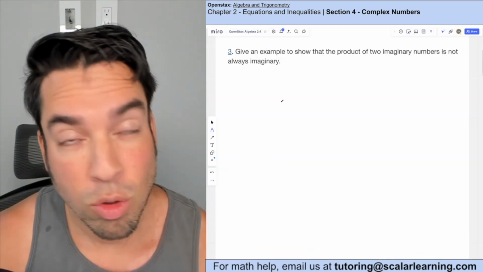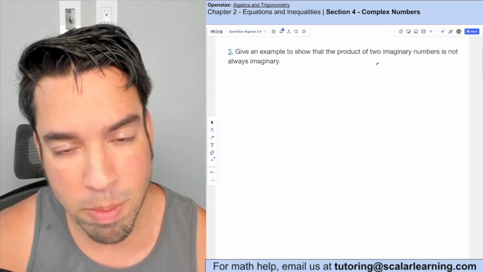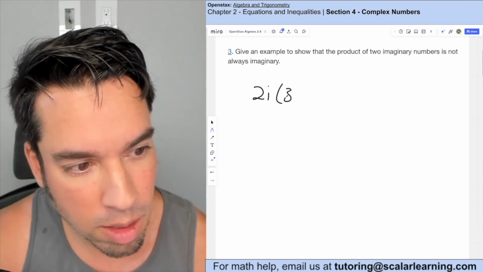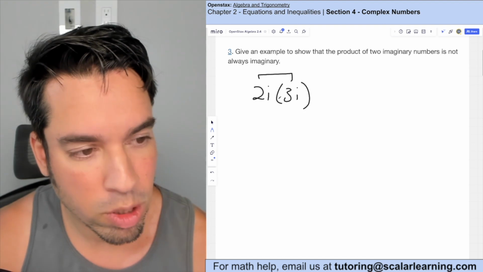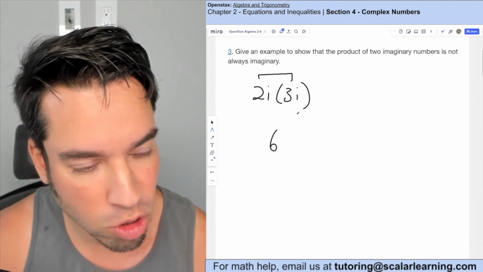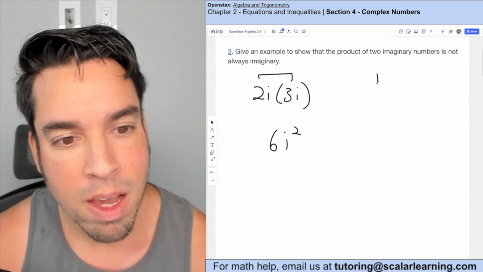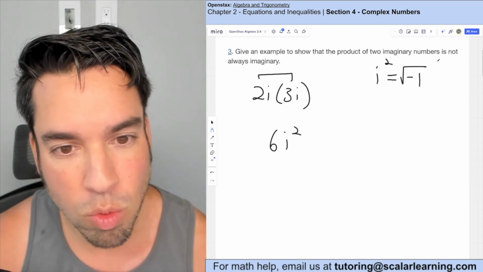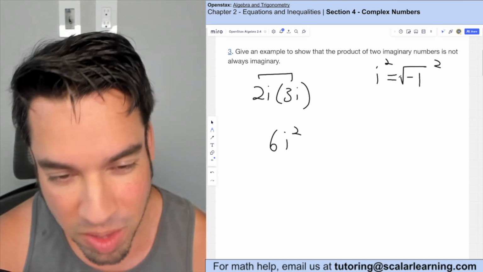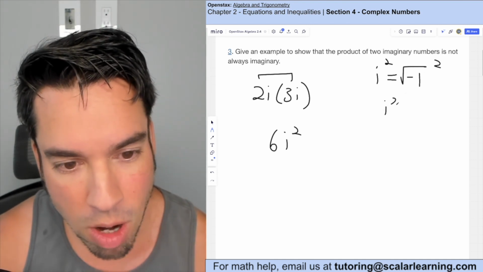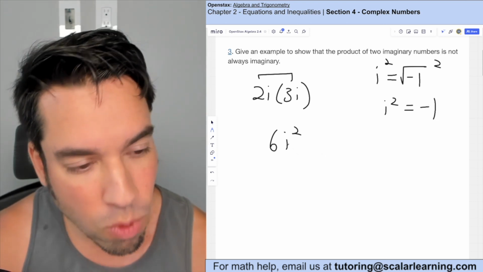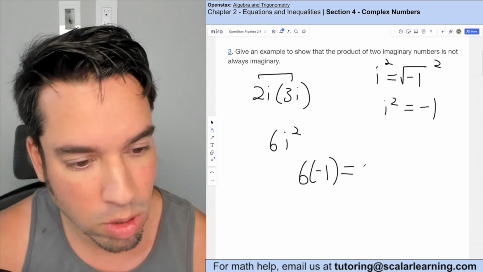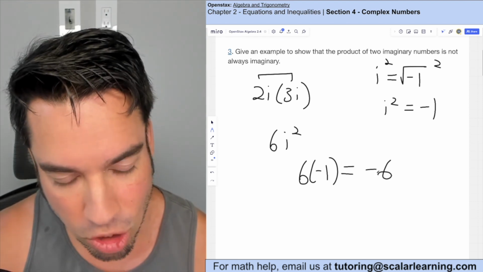Done. So a very simple example to show that the product of two imaginary numbers is not always imaginary is as follows. If I do 2i times 3i, the real parts will multiply to give us 6, and the imaginary parts will give us i squared. So again, if we recognize that i is the square root of -1, if I were to square it, it would get rid of the square root. Therefore, i squared is -1. Therefore, we can replace i squared with -1, which means this would give a result of -6, which is real.